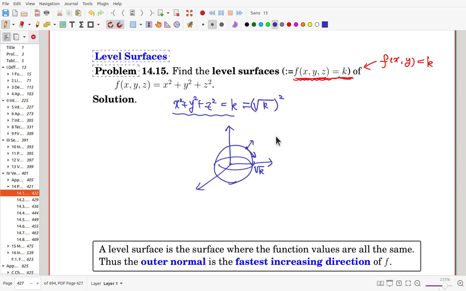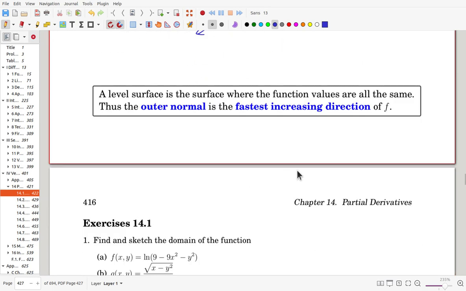We'll use this observation later on when we deal with optimization and maximum and minimum values of a given function. Okay, this is the end of the section. Thank you.